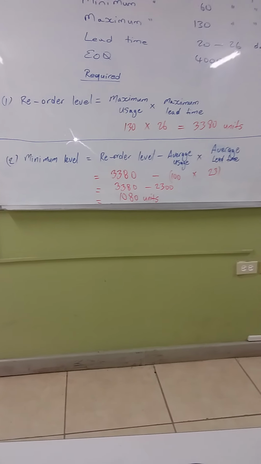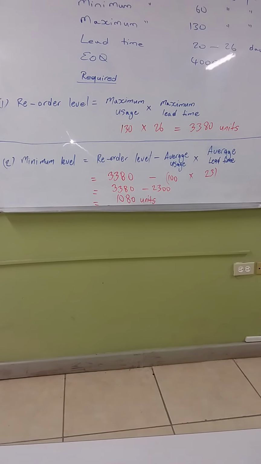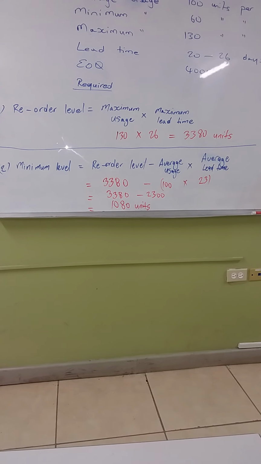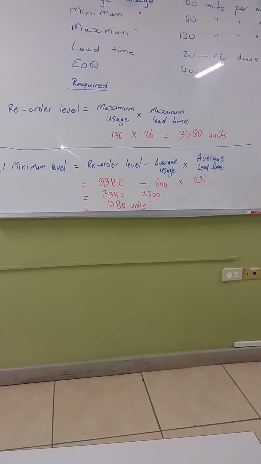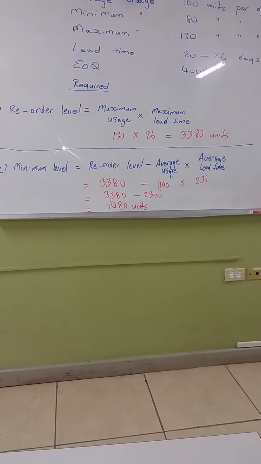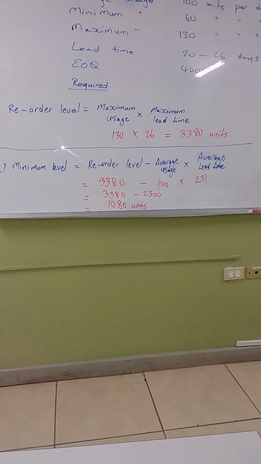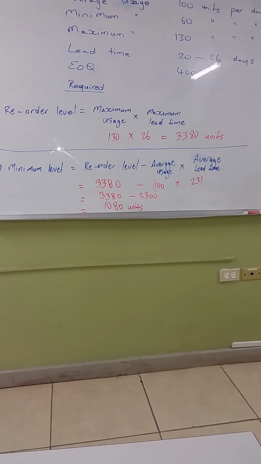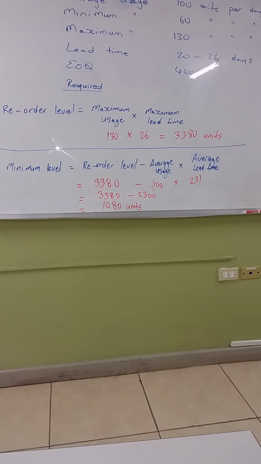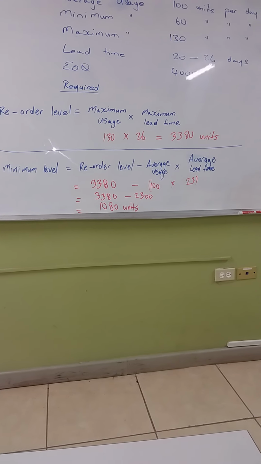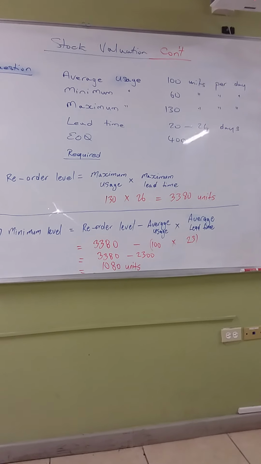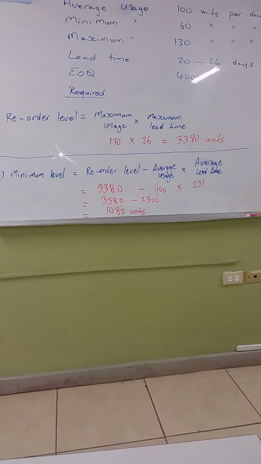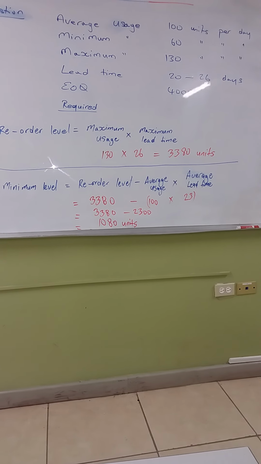Next, we're going to look at the formula for calculating your minimum level. Now the formula for calculating your minimum level is your reorder level minus your average usage multiplied by your average lead time. Now the reorder level was calculated above. So the reorder level is what? 3,380 minus, and you want to find your average usage. Now again, remember that average usage was given to you in the question. So let's say that average usage here was what? 100. So you use the 100, multiplied by your average lead time.